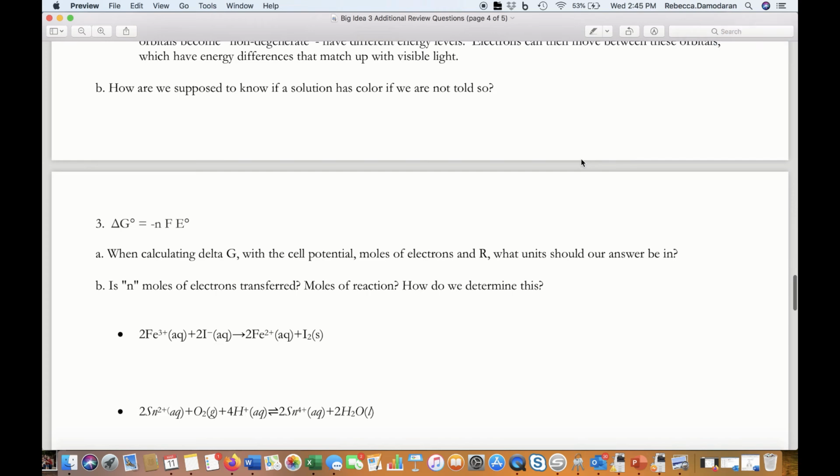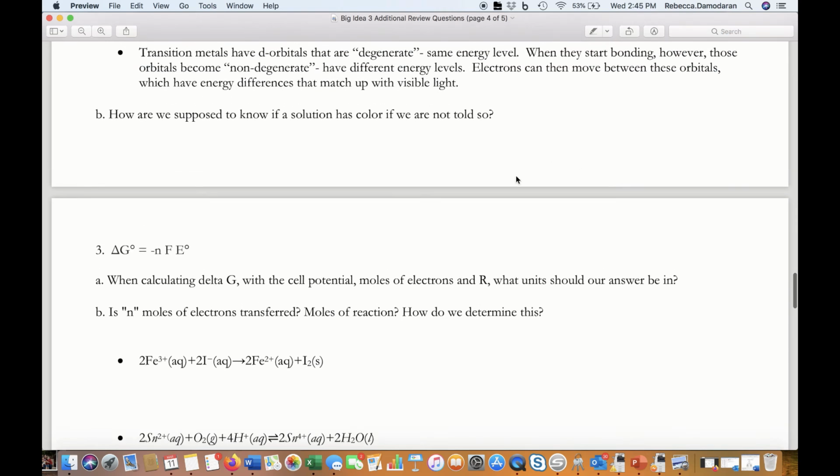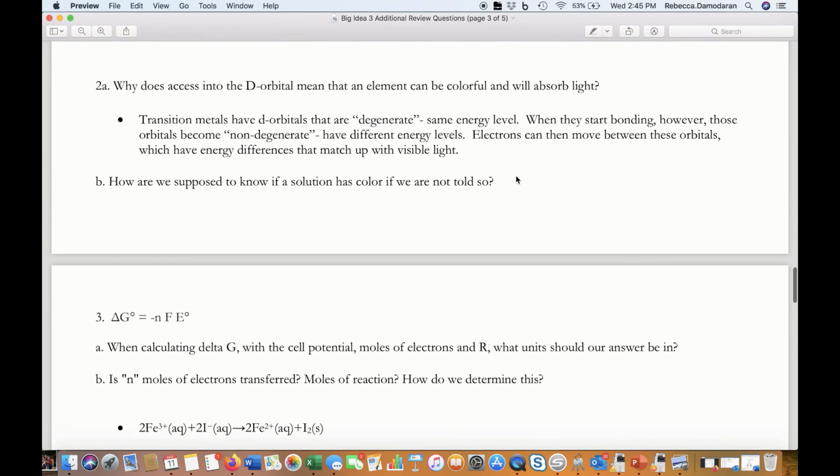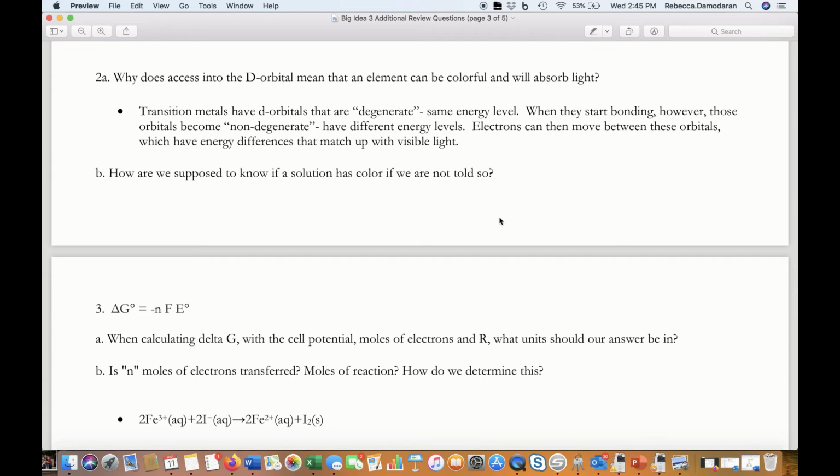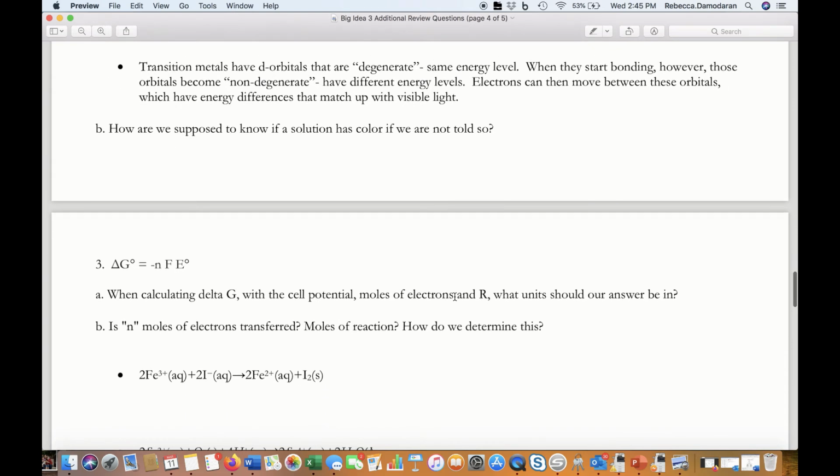How are we supposed to know if a solution has color if we're not told so? You should be told so. Or, for example, if it's a transition metal, there's a good chance that it's going to be colorful. Not all of them, but a lot of them are colorful when they are dissolved in solution.